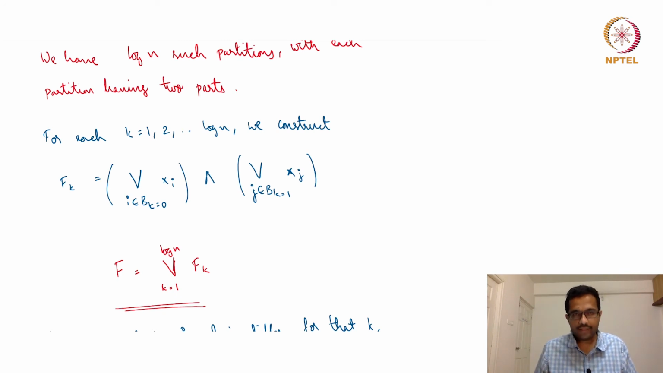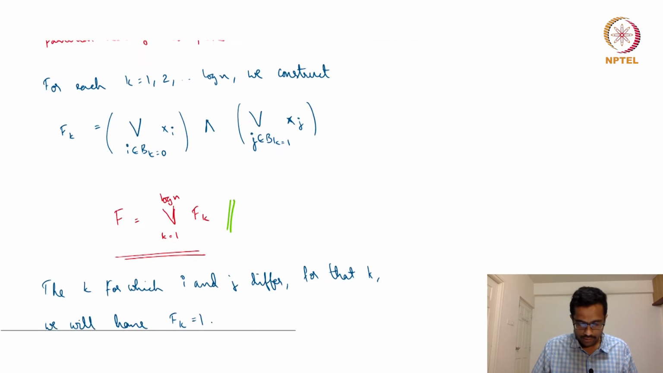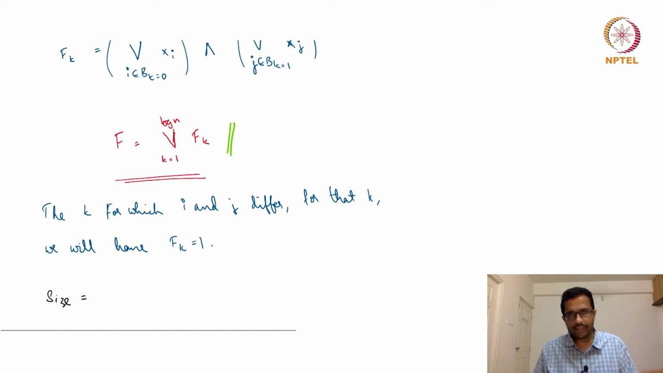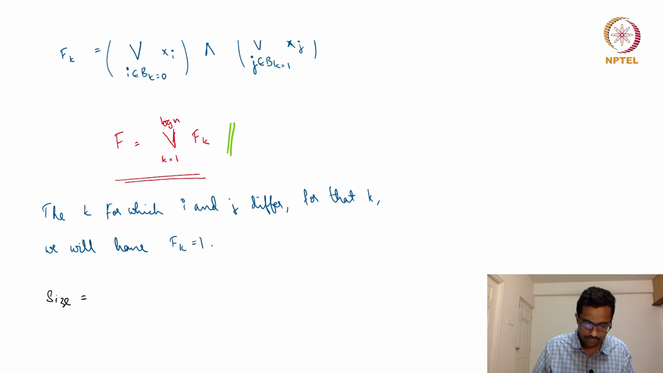And finally, we are just checking, is there any partitioning such that there is a 0 in one part and a 1 in each part. So basically we need an OR of all the fk, which is what we do here, right? So whatever k is where i and j differ, for that k, fk will be equal to 1. Again, the correctness, I think I have explained it good enough.